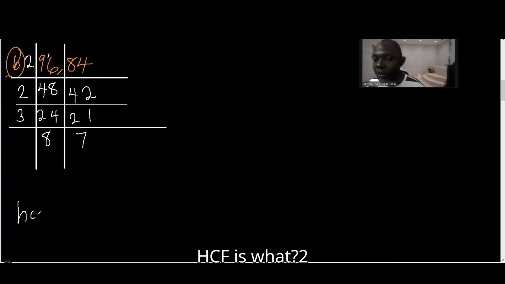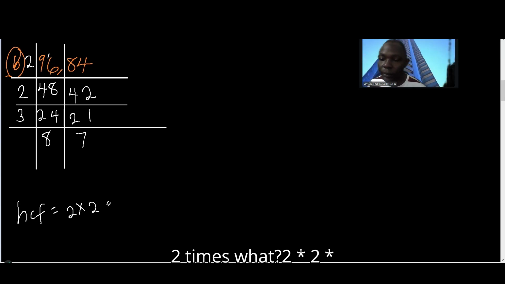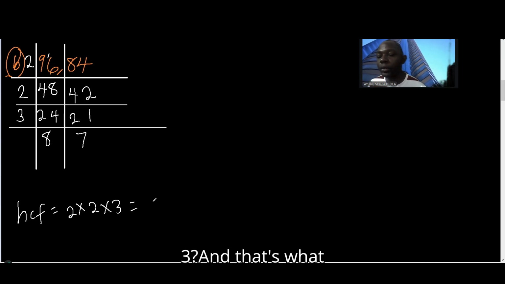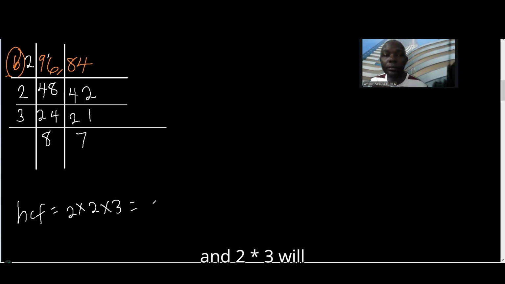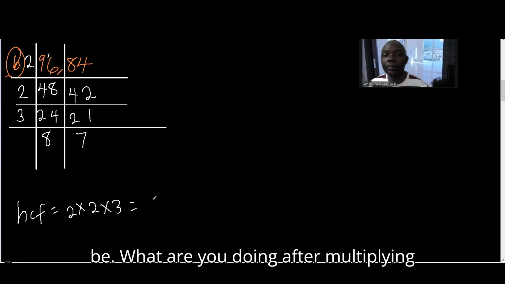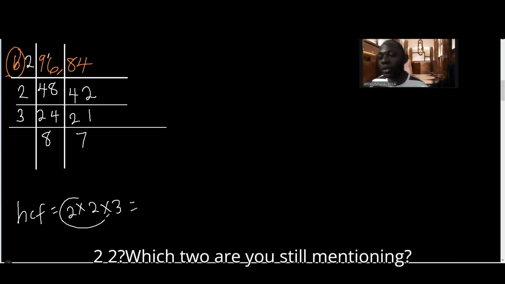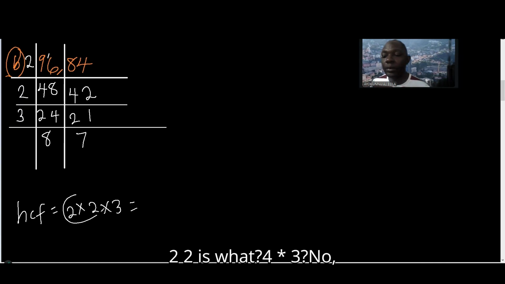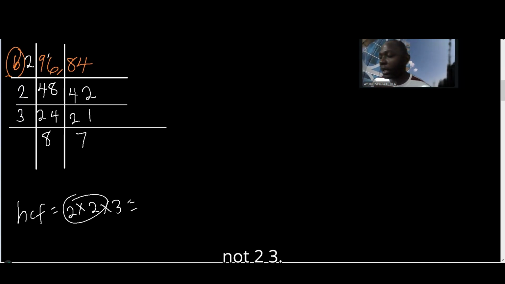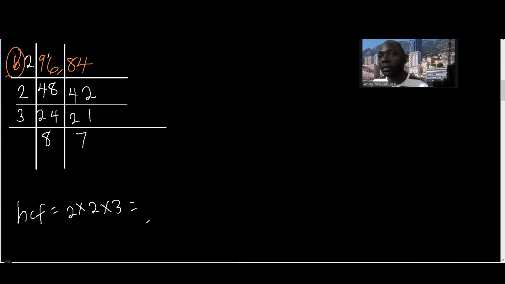So HCF is what? 2 times 2 times 3. And that's what? 4. 2 times 2 is 4. And 2 times 3 will be, what are you doing? After multiplying 2 times 2, which 2 are you still mentioning? 2 times 2 is what? 4. 4 times 3 now, not 2 times 3. That's 12. That's 12. Good.